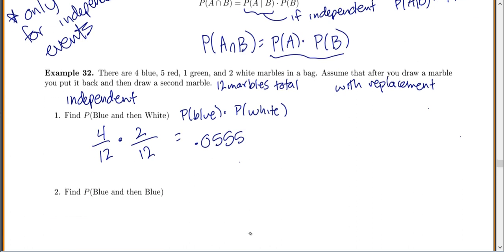And if we want probability of blue and then blue, well, first I would have 4 out of 12 blue marbles. But then I put a blue marble back. Now I want another blue marble. So I would still have 4 out of 12, which is 0.1111.